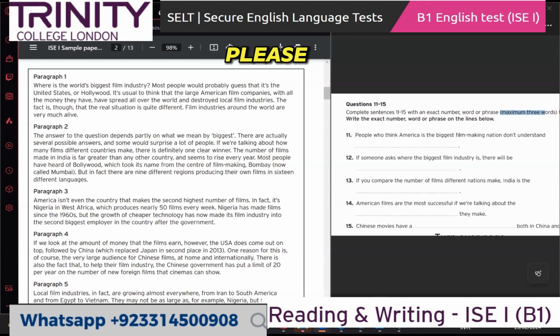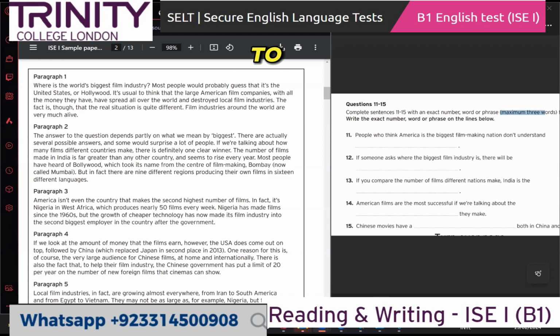Yes, we can say destroy local film industry. To think that the large American film companies, with all the money they have, spread all over the world and destroyed local film industries. The fact is, though, the real situation is quite different. People who think that America is the biggest film industry, in fact, the real situation is different.